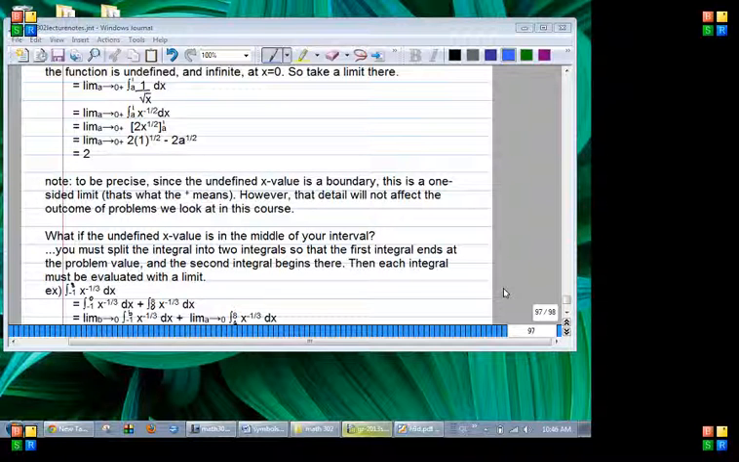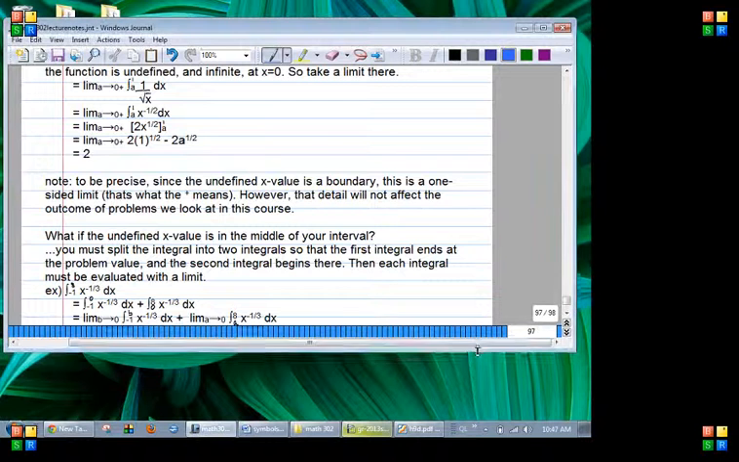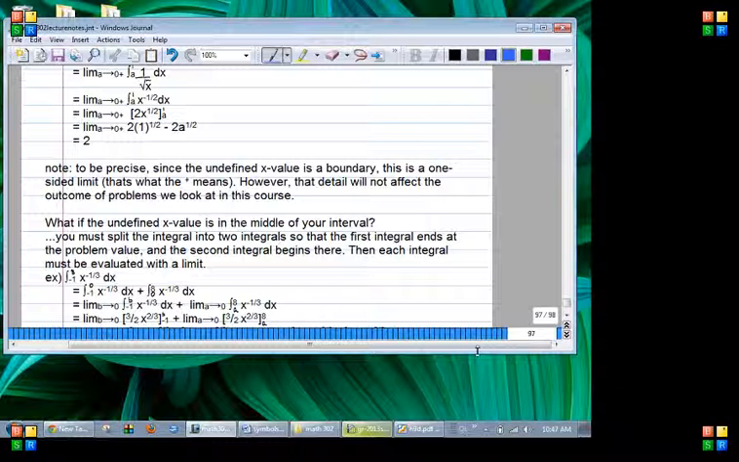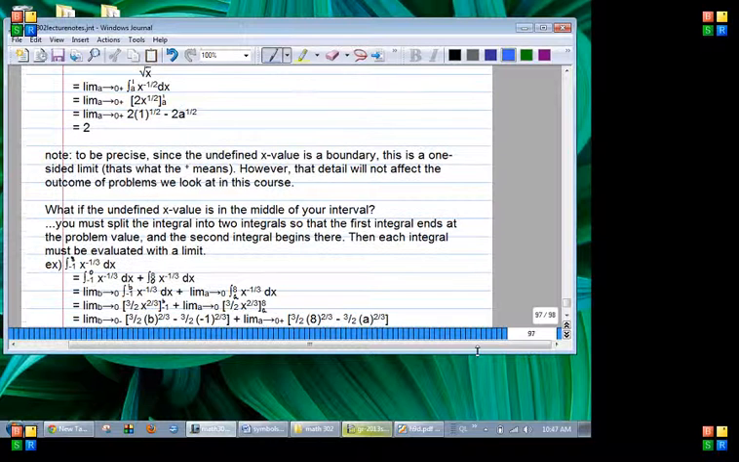So the first one, the improper boundary is on top. So I say limit as b goes to 0, integral from -1 to b. And the second one, the improper value is the bottom boundary. So the limit as a goes to 0, integral from a to 8 of x to the -1/3 dx. Okay. So now we can evaluate these integrals. And it's 3/2 x to the 2/3. And then on each one, you plug in the boundaries. And notice that in each case, we still need to evaluate the limit.